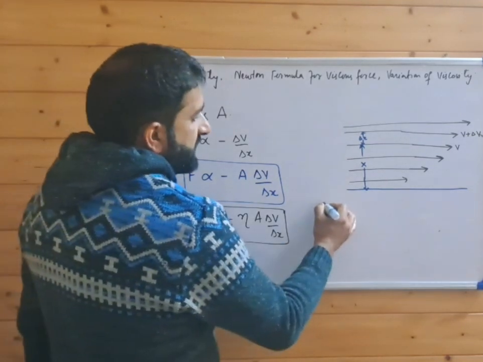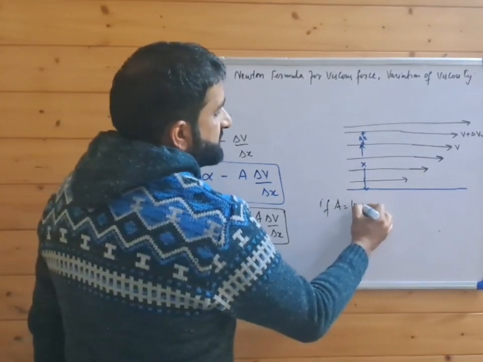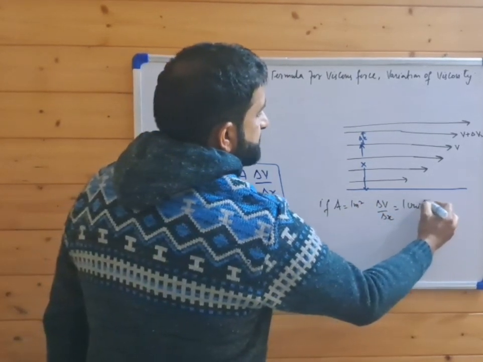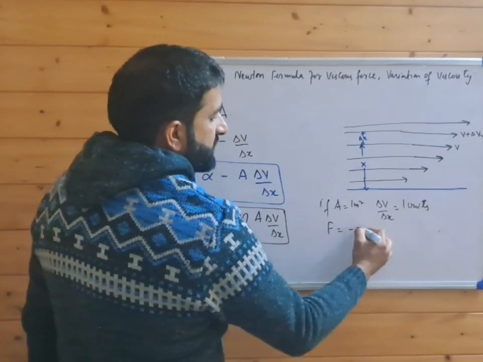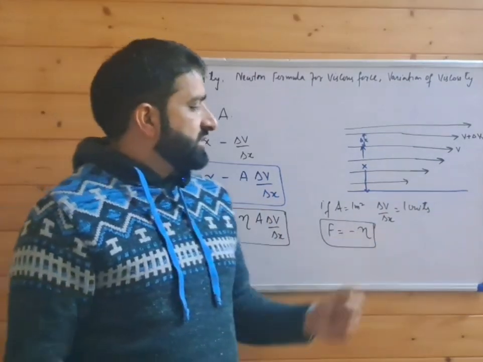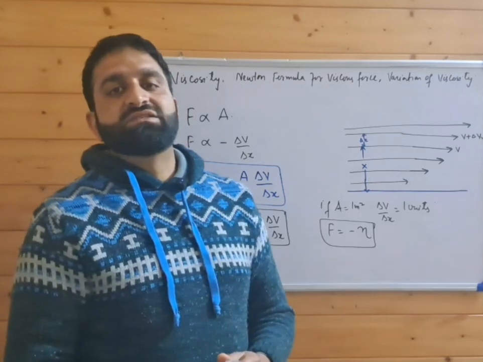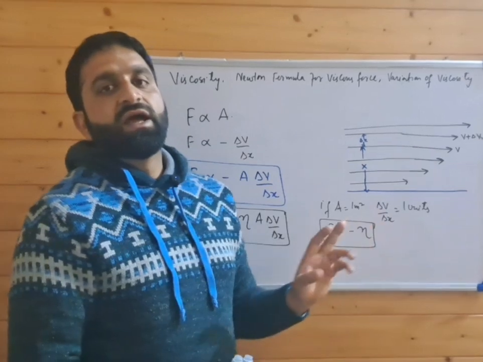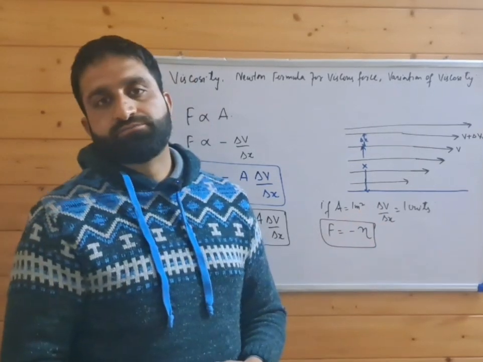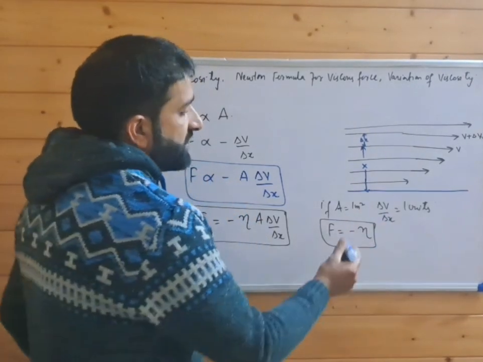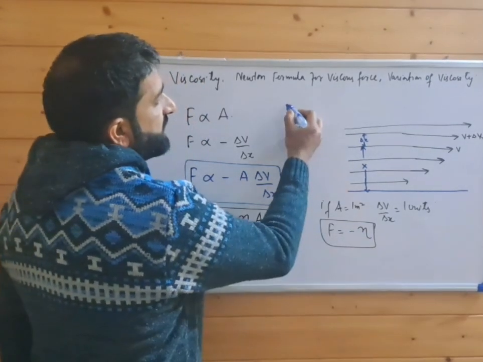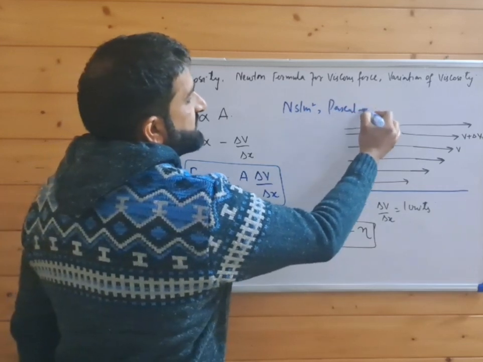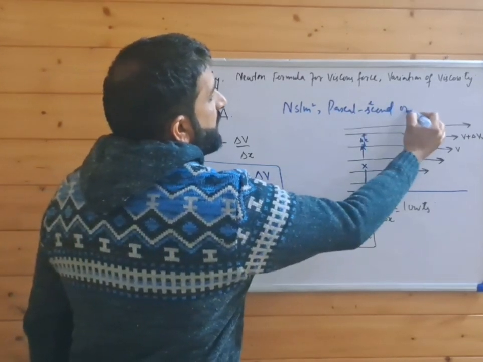Now, if A is 1 meter square and delta V by delta X is equal to 1 unit, in that case, F is equal to minus eta. The coefficient of viscosity can be defined as the tangential force required to maintain unit velocity gradient between layers of unit area. Now, the units of coefficient of viscosity are Newton second per meter square, or Pascal second, or decapoise.